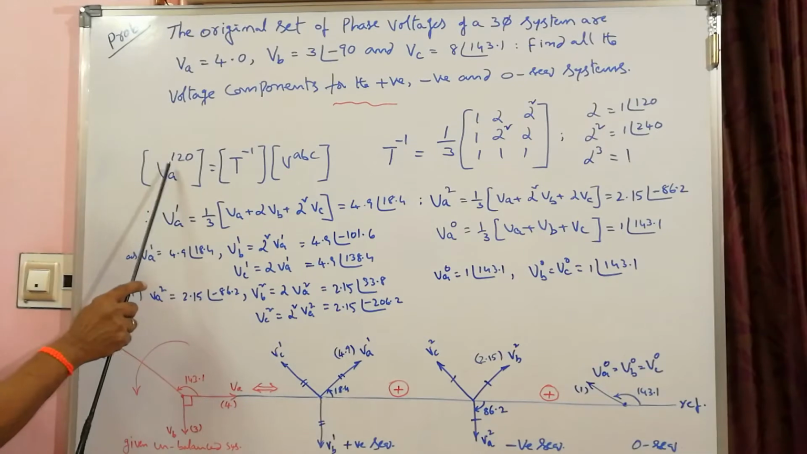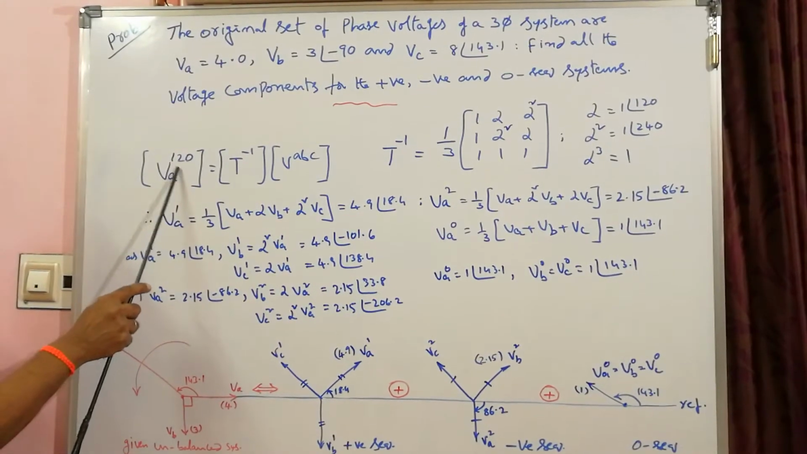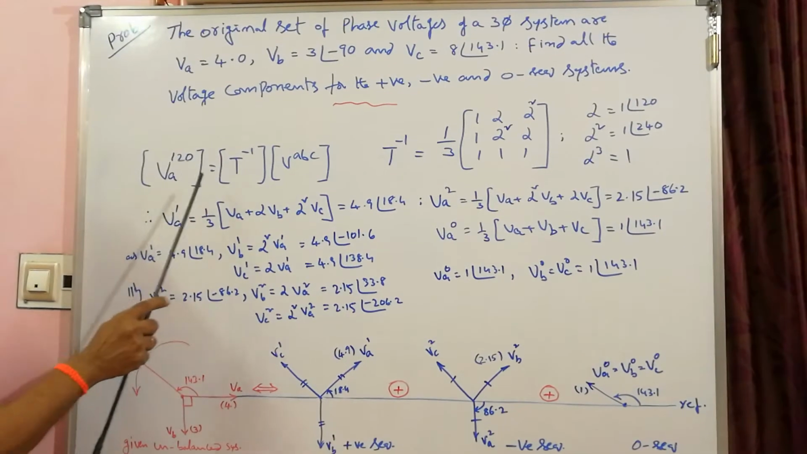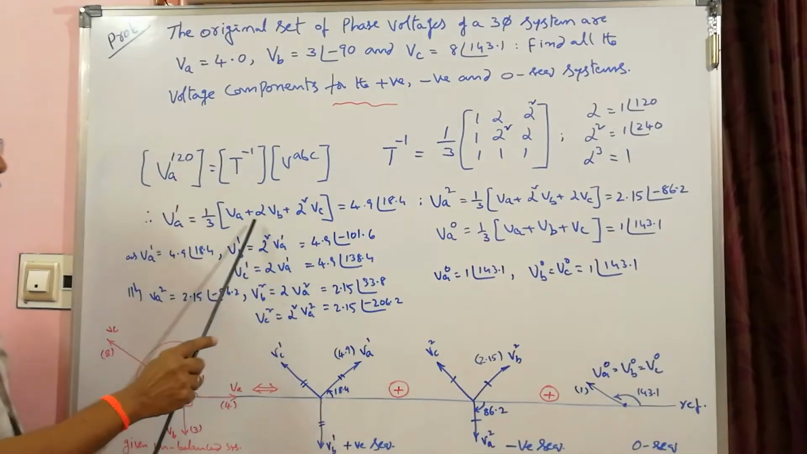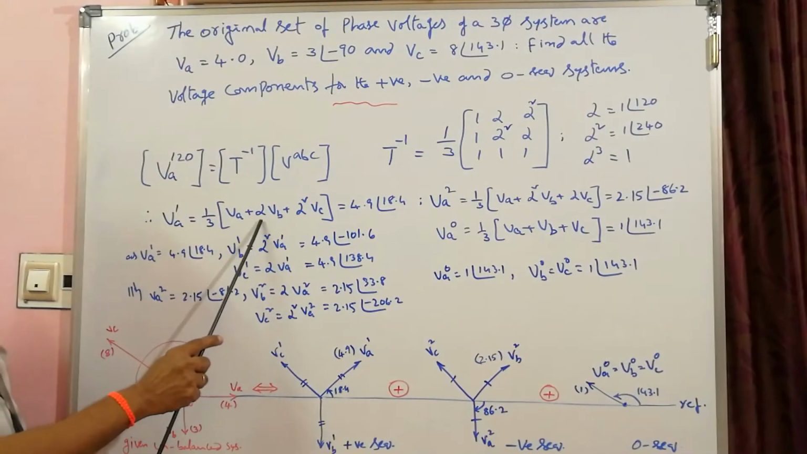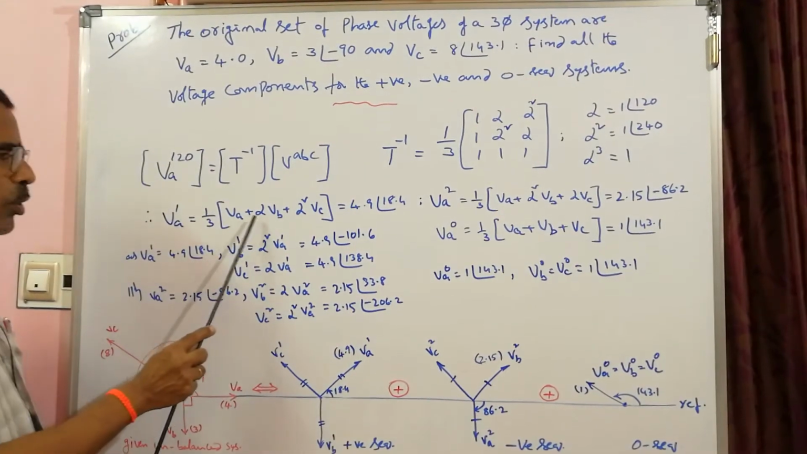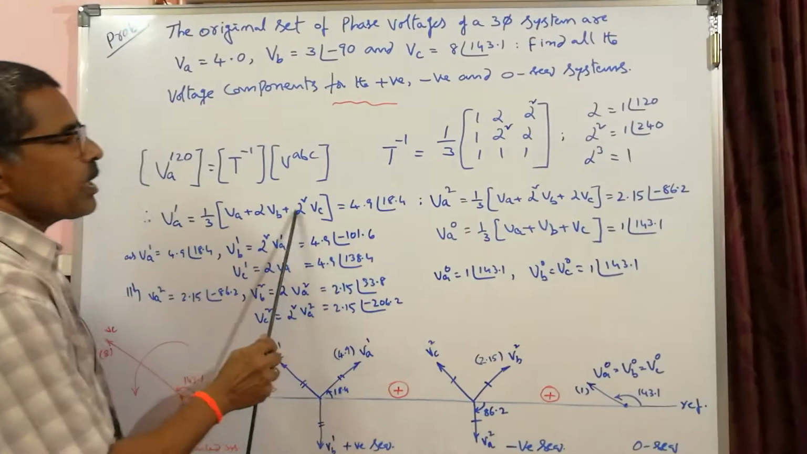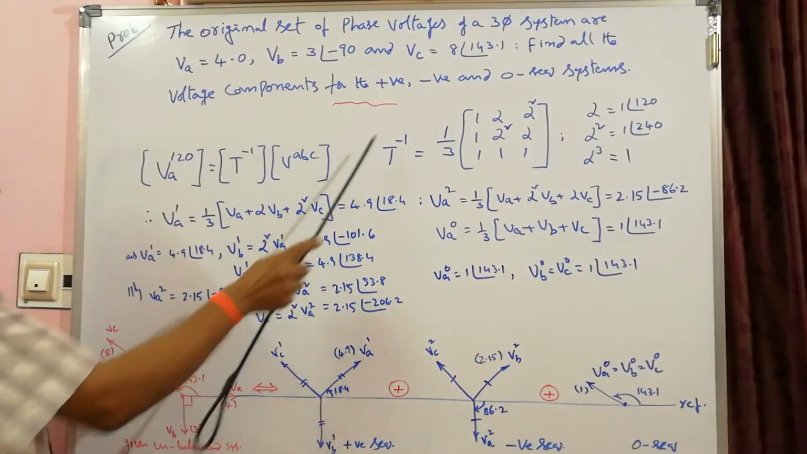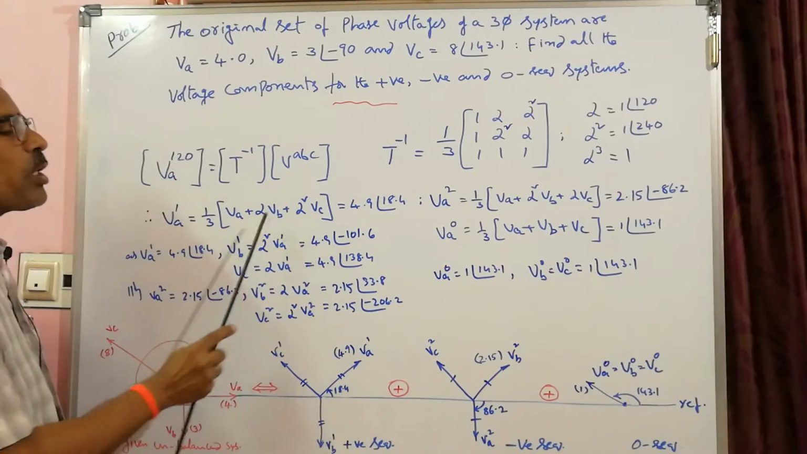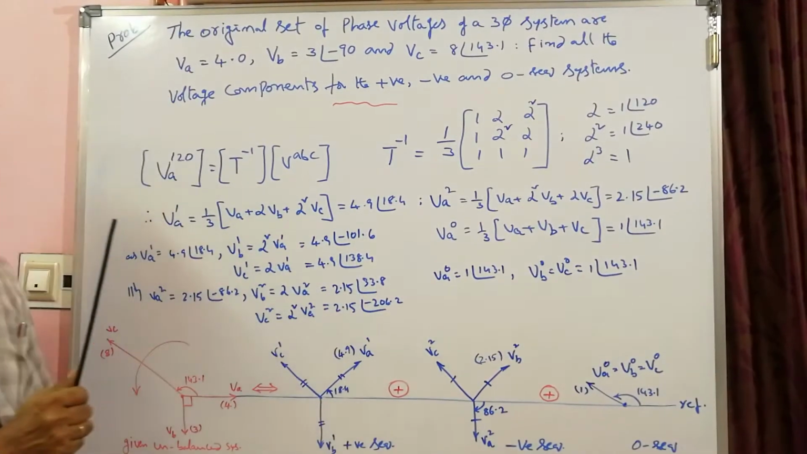So, V120 means V1, V2, V0. I am writing for VA1. VA1 is 1/3 of all this multiplied by VA, VB, VC. So, 1/3 of VA plus alpha VB plus alpha square VC. Okay. So, substitute alpha and alpha square, and VA, VB, VC are given. If you substitute everything, you are going to get 4.9 angle 18.4.